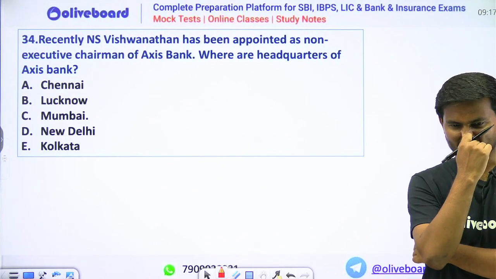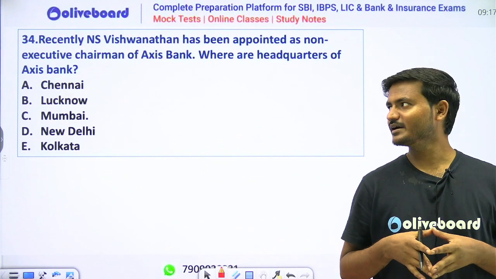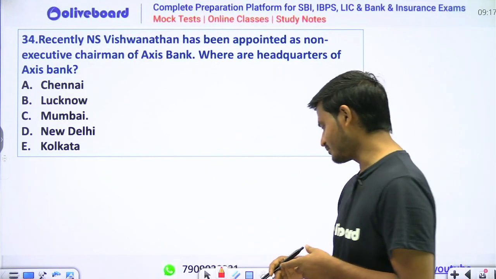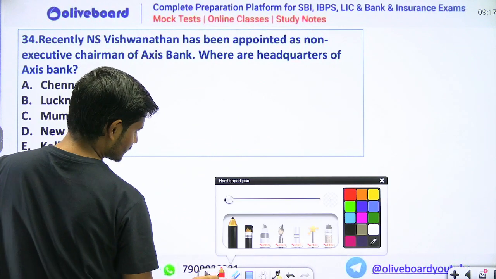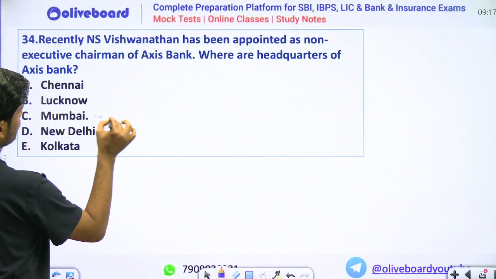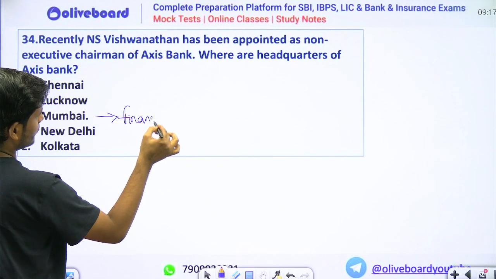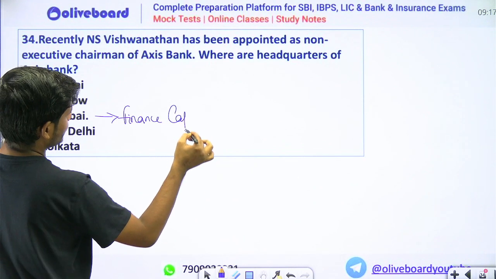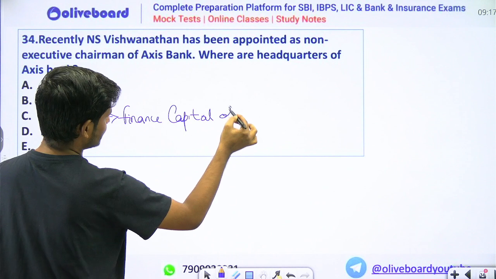Obviously Axis Bank is a private sector bank, and Mumbai is known as what? Finance capital of India, right? Majority of the billionaires are from Mumbai. So Mumbai is known as the finance capital of India.